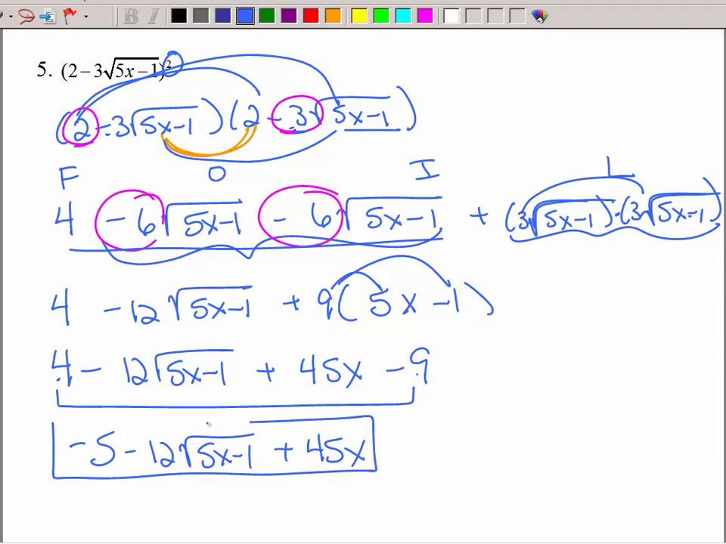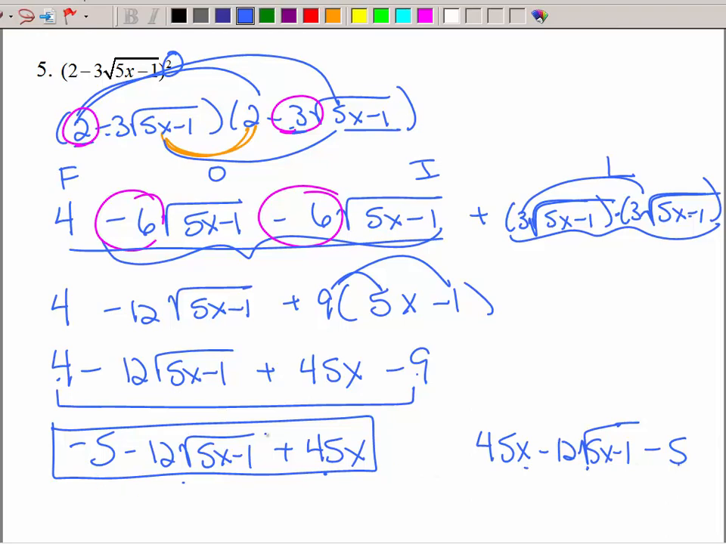It does not matter what order you write your answer. So if you look in the answer key and it has this, those are the same thing. We're just adding and subtracting, have the same signs. Positive 45x, a negative 12 square root of 5x minus 1, and a negative 5. Both those answers would be correct.